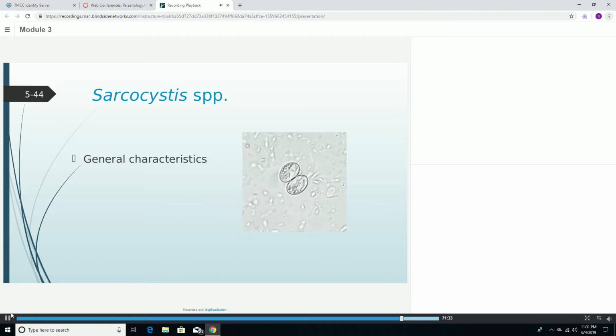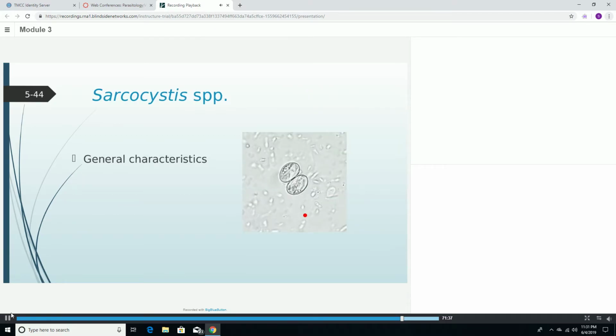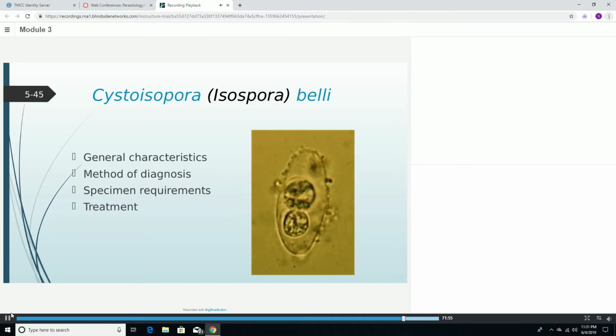There's not much information in the book on Sarcocystis species, but it's important to note that they usually come in pairs. You can see that here in the slide. The oval oocyst contains two sporocysts, each of which contains four mature sporozoites. We can see that here in the picture. They're commonly seen in feces.